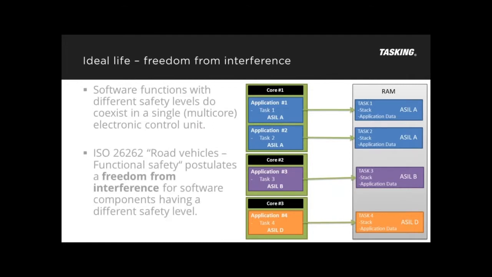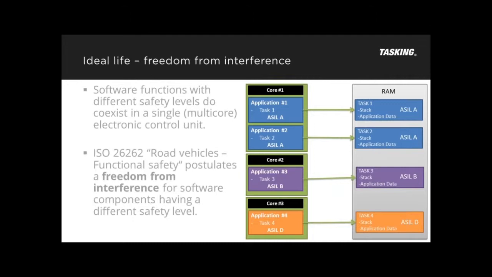So you will find here we have 3 cores. For core number 1, we have 2 applications. For core number 2, we have 1 application, and there is 1 application running on core number 3. And if you look at the memory, you will dedicate memory segments for every application. And this is really good.